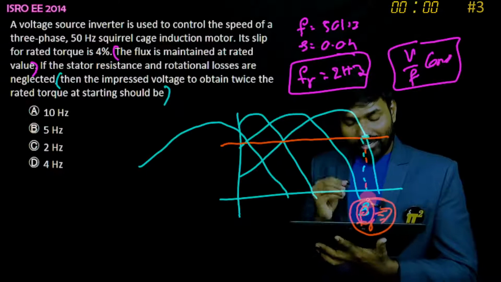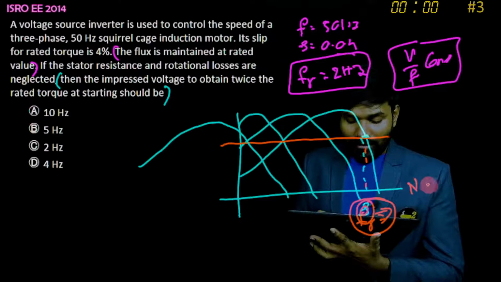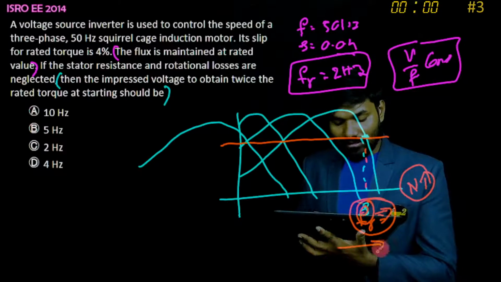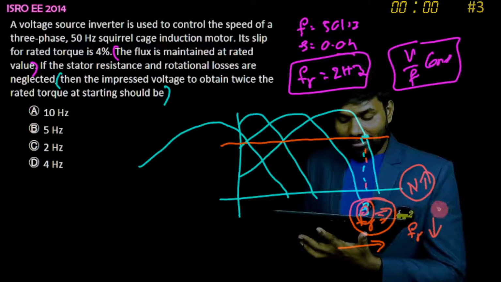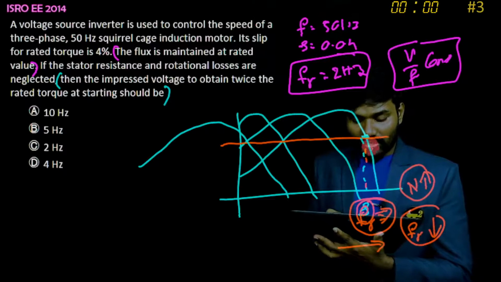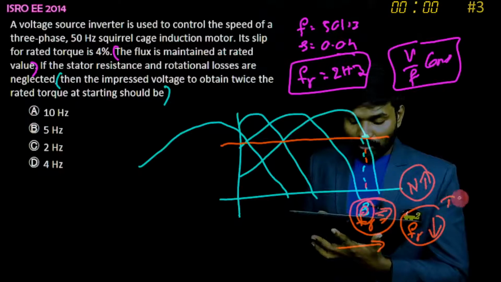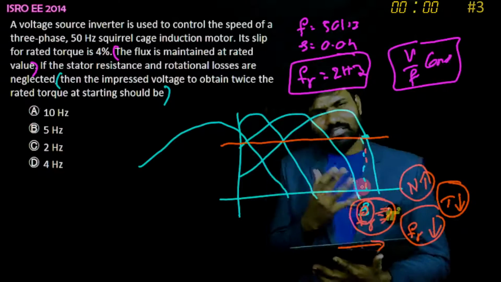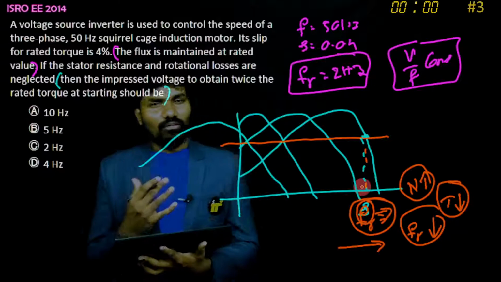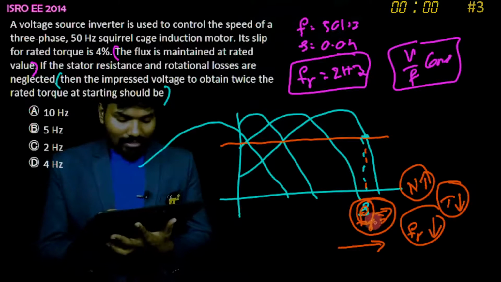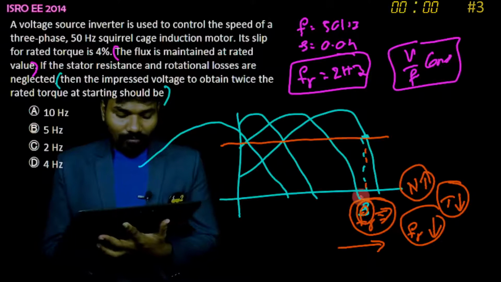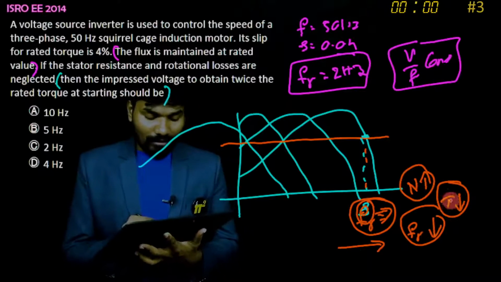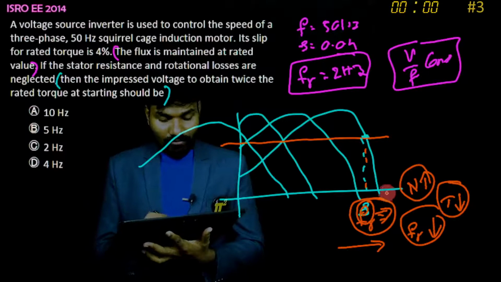Now, if speed is increasing, slip frequency is decreasing, you can see from this. And the torque developed by the motor is decreasing. You can see the curves pretty clearly. As speed increases, rotor frequency decreases, and accordingly the torque developed is decreasing.